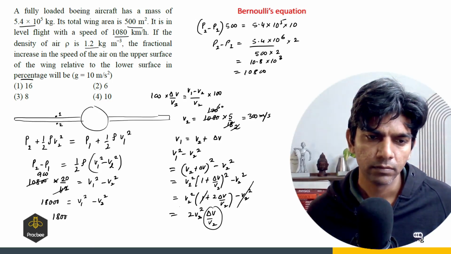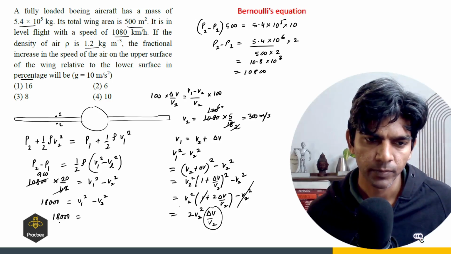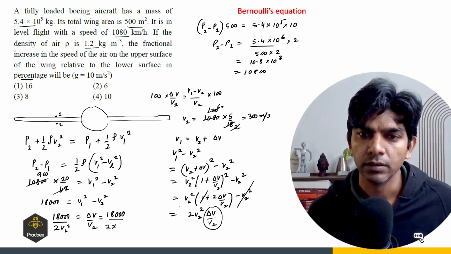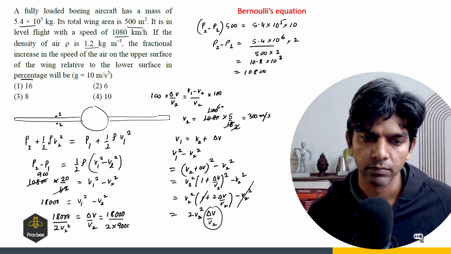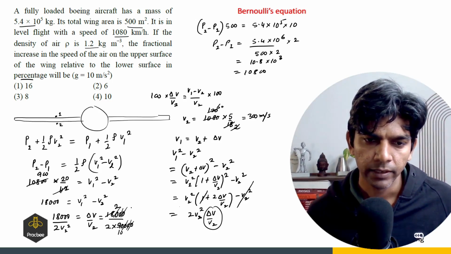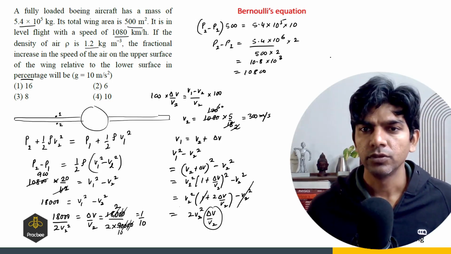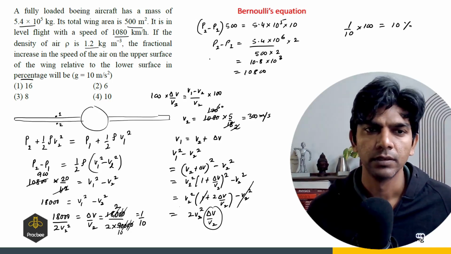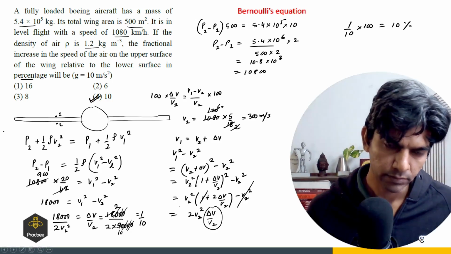So 18,000 is equals to 2 times V2 square times delta V by V2, that is, delta V by V2 will be 18,000 divided by 2 times V2 square. That will be 90,000. So that will be 10, this will be 2, and this will give us 1 by 10. So the fractional increase in the speed is 1 by 10. So the percentage will be 1 by 10 times 100. So it comes out to be 10%. So option 4 is the right answer.